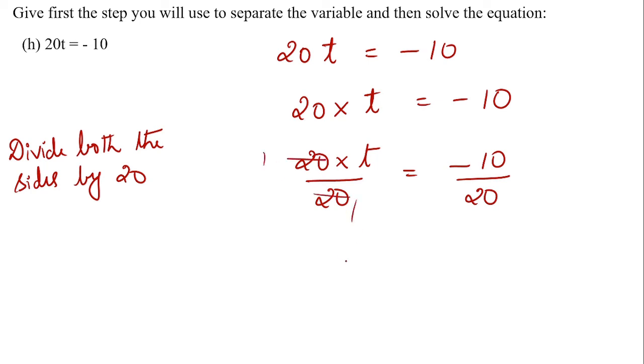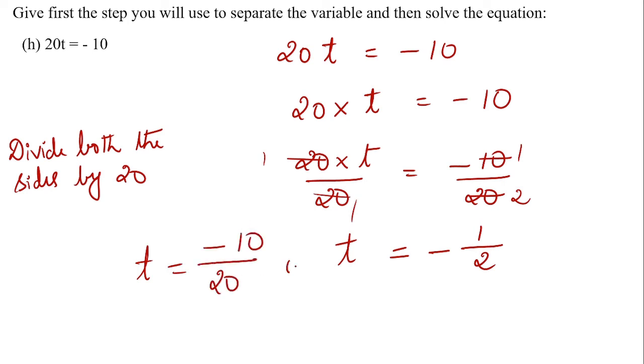20 gets cancelled. What remains is t is equal to minus 10 ones are 10 twos are 20. So 1 divided by 2. So either you can keep it as it is, t is equal to minus 10 divided by 20, or t is equal to minus 1 by 2.